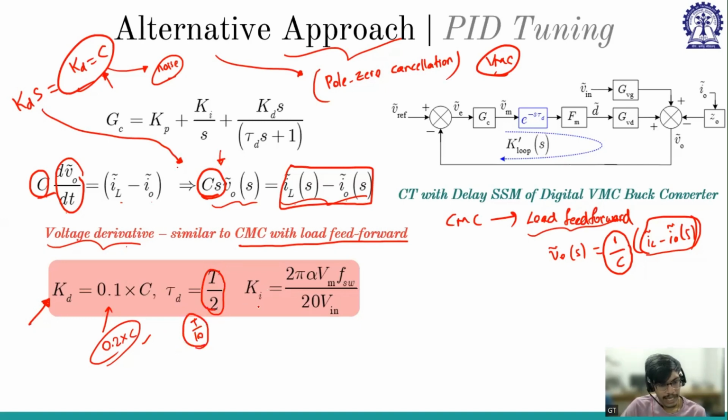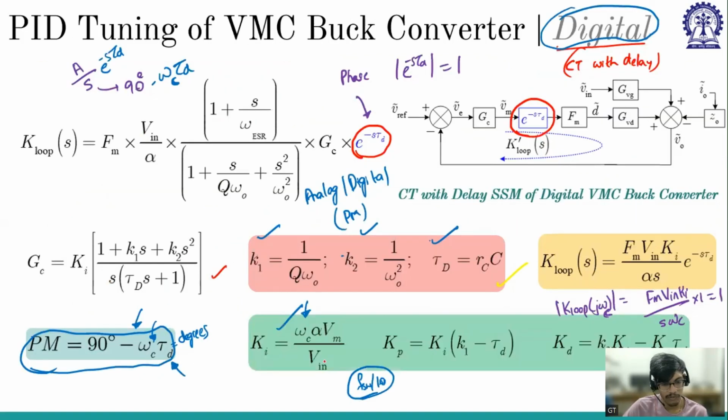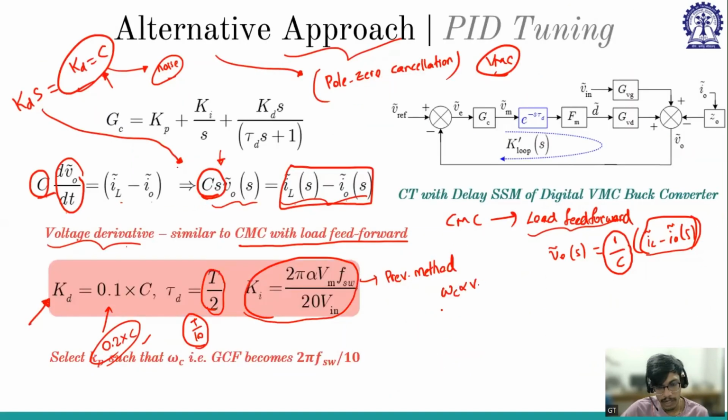Now Ki is coming from the previous method. What is the expression of Ki? Ki is omega c alpha Vm by Vin. If I consider omega c to be 2 pi fSW by 10, Ki is 2 pi fSW alpha Vm by 10 Vin. If I consider 20, then you will get the expression that the instructor has used.